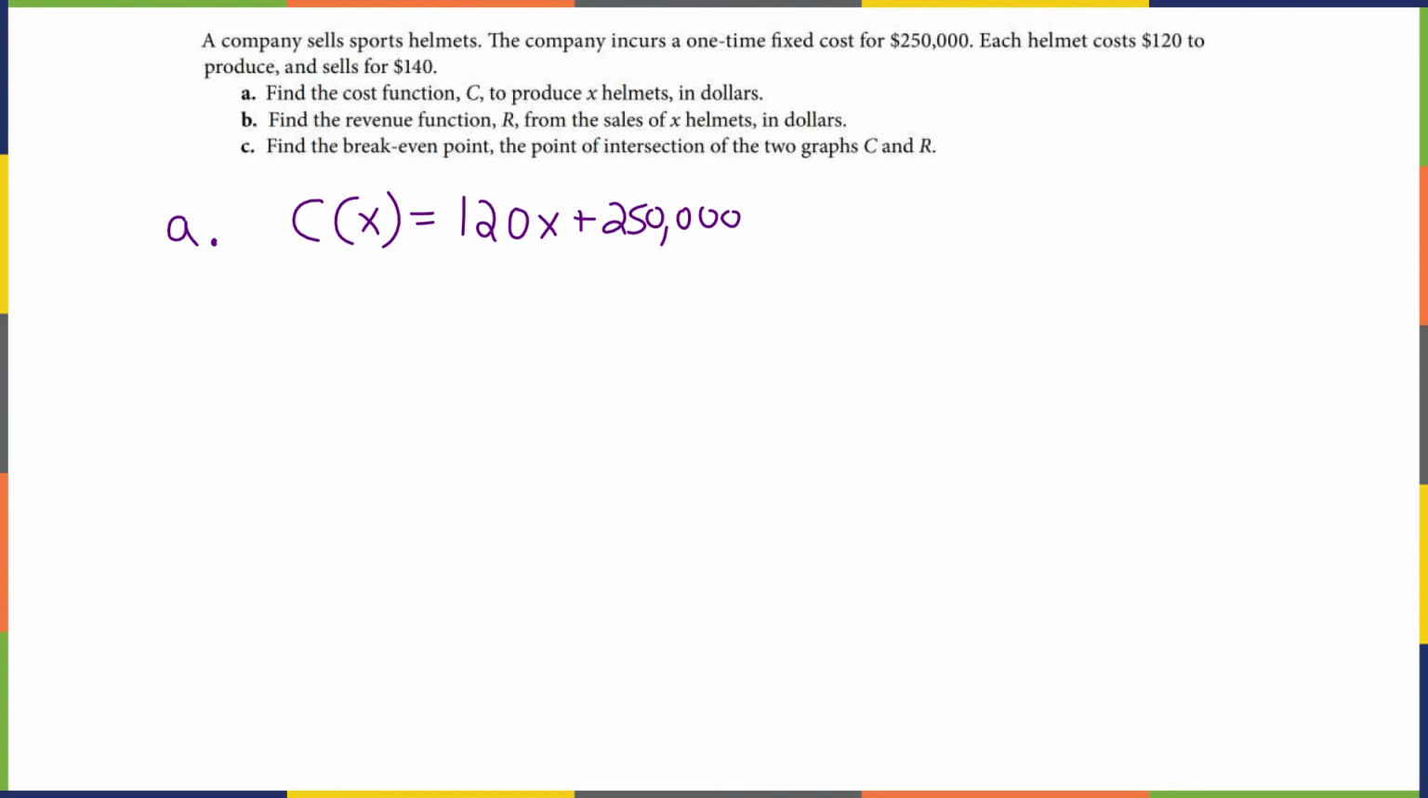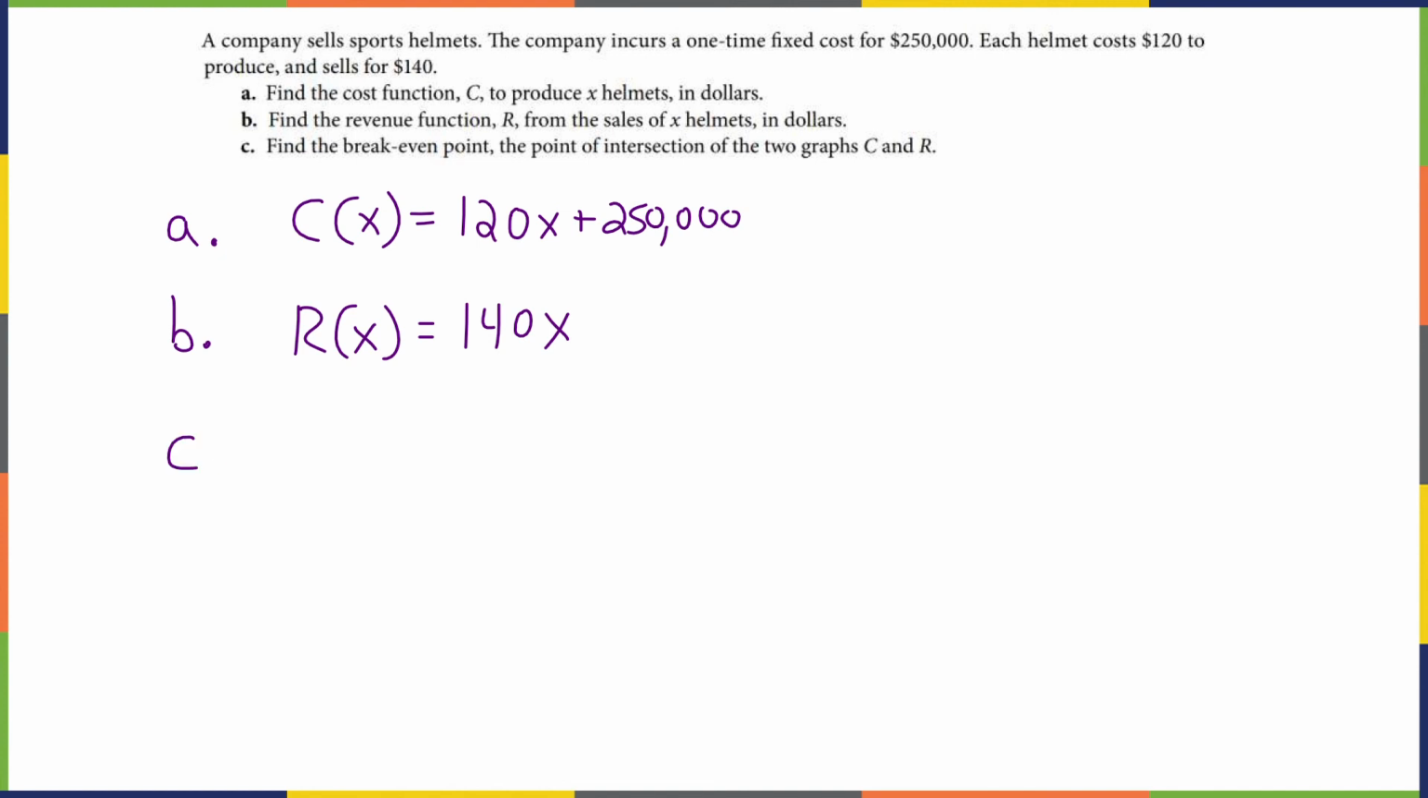Now, B is the revenue function. Revenue is asking what are we earning when we sell it, okay? So if I sell each of these helmets for $140, how can I write a revenue function? Take a moment, think through how you'd write that. So hopefully you have R of x, because they told us R, is equal to 140 times x. Because for every helmet, you're earning $140, you have to multiply those two numbers together.